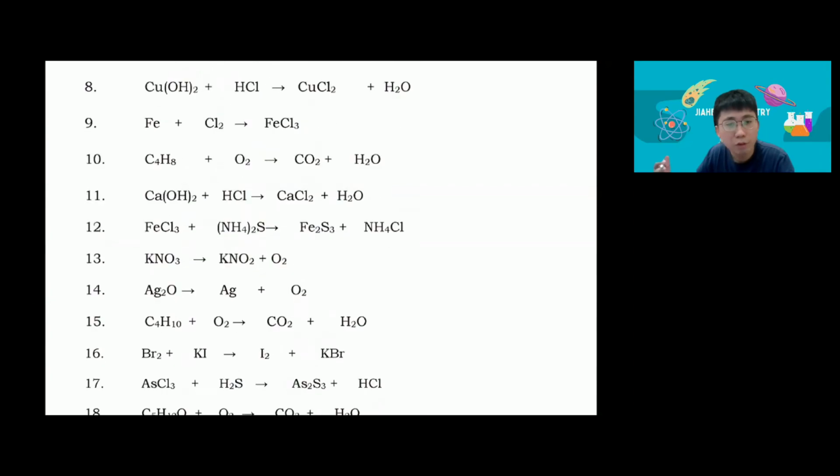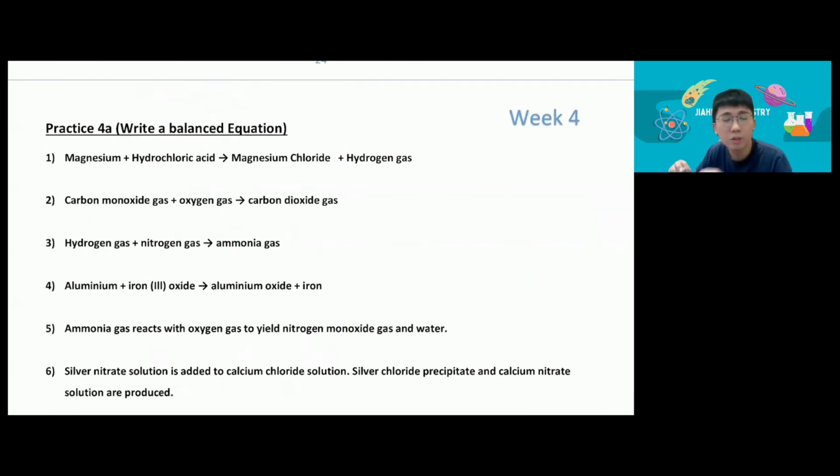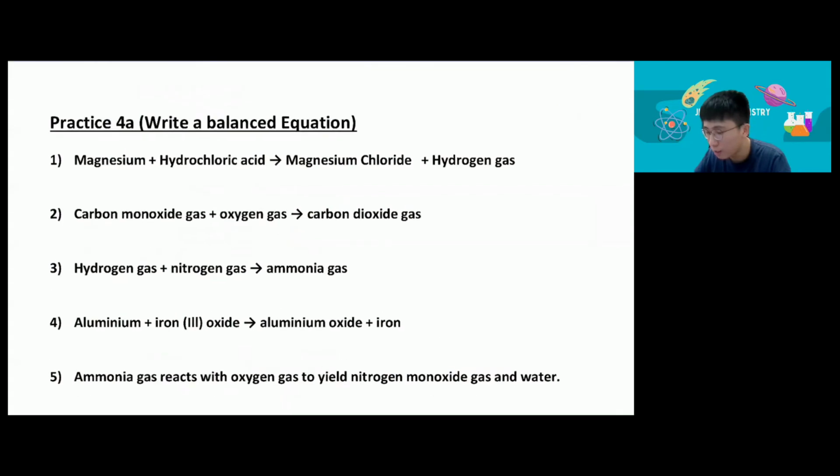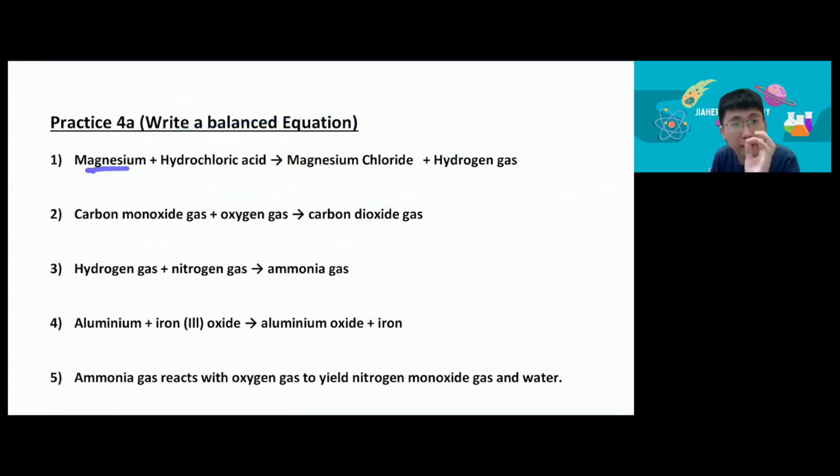So for here, you're going to go to the next page, also provided in the PDF at the bottom. In exam, they always give you names. They give you the name of the chemical, and you have to write out the symbol of the chemical, and then write the balanced equation. So to write a balanced equation, number 1 is, if I look at the names here, I have magnesium, hydrochloric acid, magnesium chloride, and hydrogen gas.